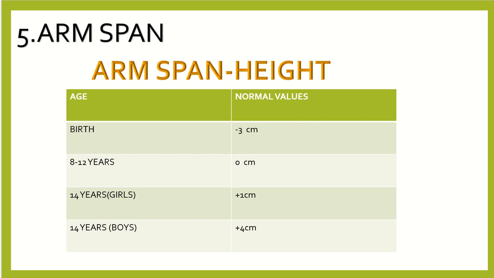The fifth thing that you have to measure is the arm span, and then you will subtract the height from the arm span. At birth, the normal value is minus 3 centimeters, which means that the height is greater than the arm span. At 8 to 12 years, the difference becomes 0, which means the arm span and height are equal. But at 14 years of age, the arm span becomes greater than the height. In case of girls, the difference is plus 1 centimeter, and in case of boys, it is plus 4 centimeters.